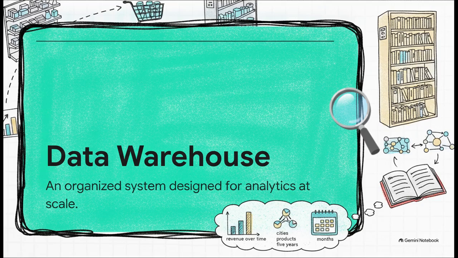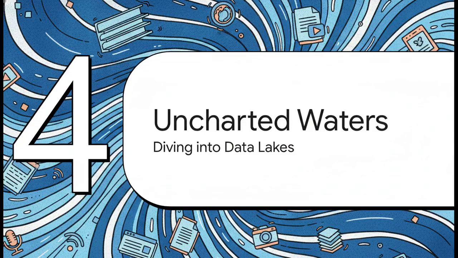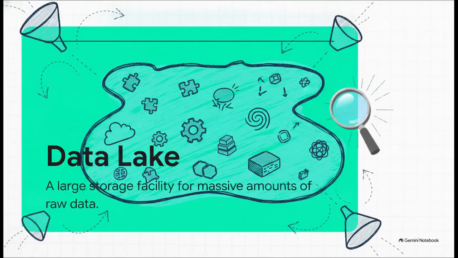A standard operational database would literally choke on a question that big, but a data warehouse handles it effortlessly. Let's move on and see how this builds into stage 4, uncharted waters, diving into data lakes. So now the company faces a totally new challenge. They're collecting website logs, sensor data, raw images, videos, and unstructured text, and they know they eventually want to use all of this for AI. That requires a data lake.